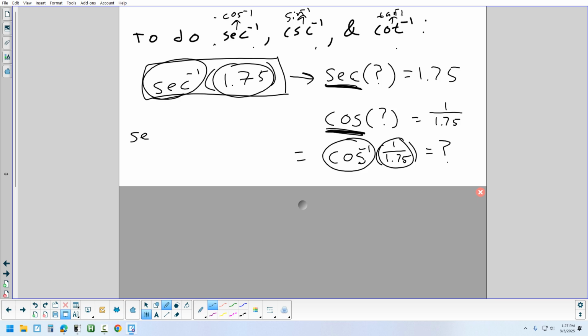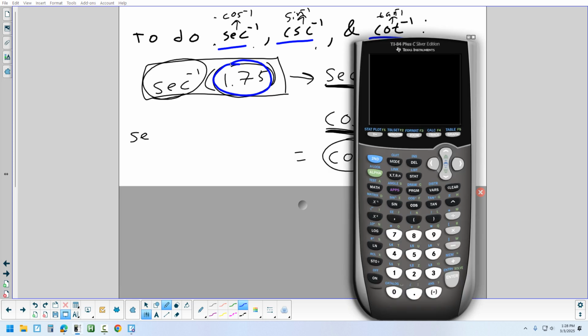So if you have one of the trig functions underlined in blue, you need to change it to the trig function that it's pointing to above. Once you change it, you take this number and flip it. So you have to do two things: change the function, flip the number. So let's type that in, see what we get.